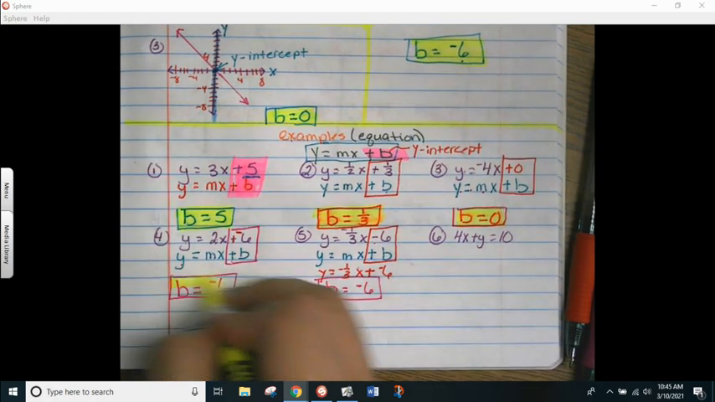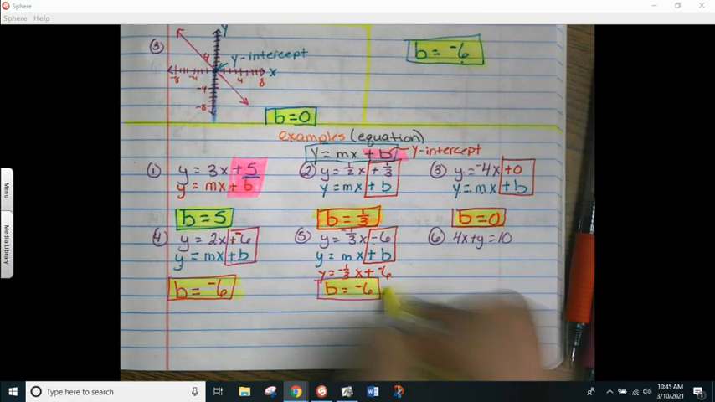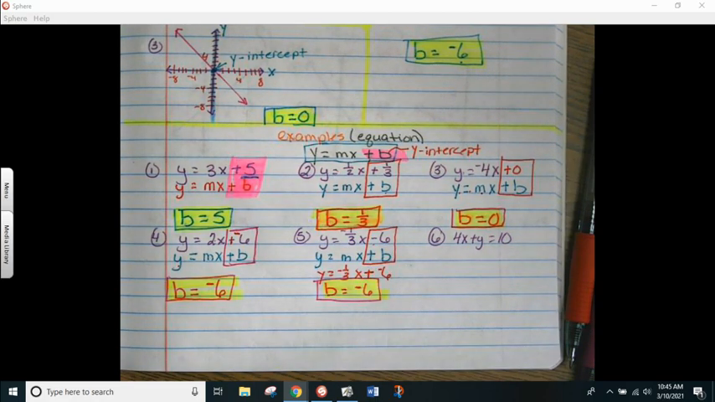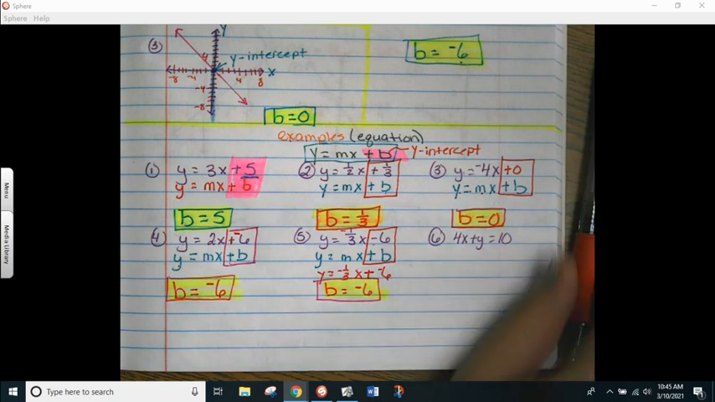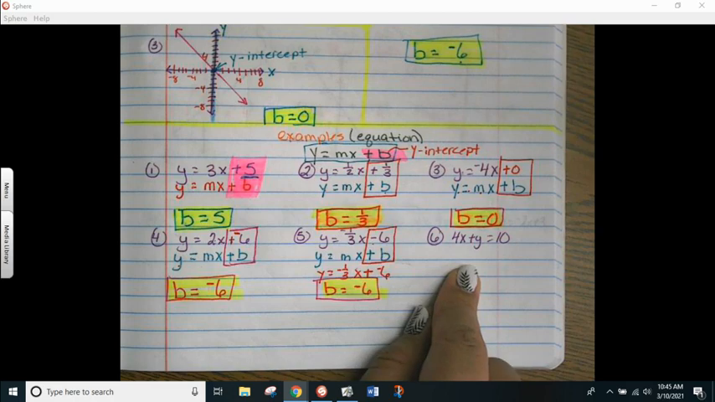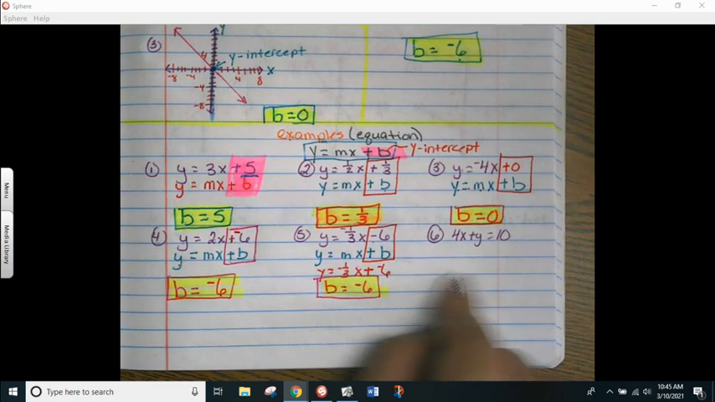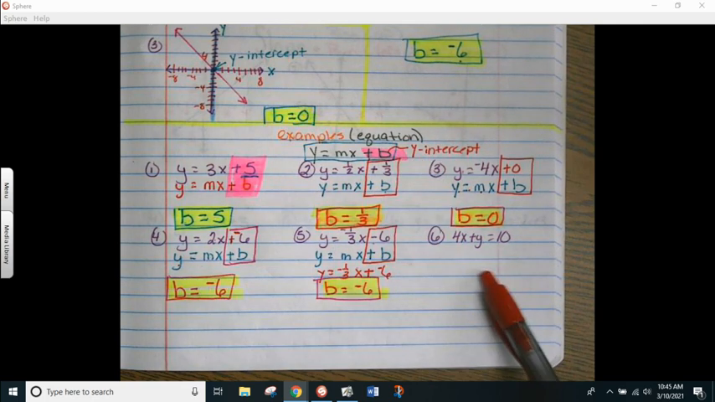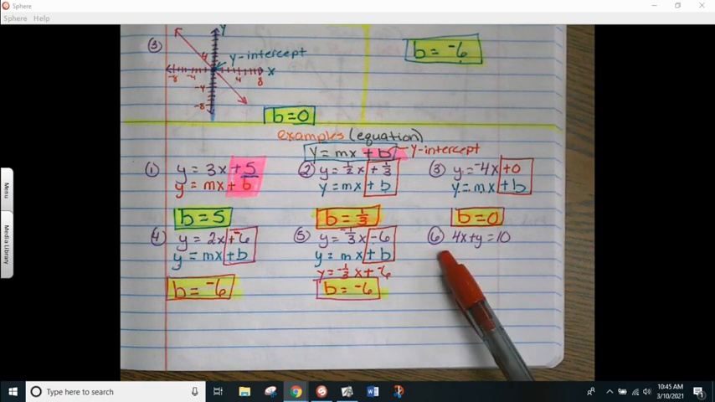So just be careful with those, all right? Or just start training your brain. If it says -6, okay, my y-intercept is going to be a -6. Just start training your brain to do that. Now look at the last one. Something's wrong here. It's supposed to look like this, y equals mx plus b. But if you look, the x is on the wrong side.